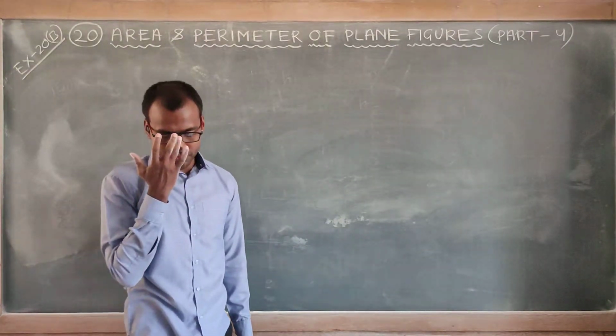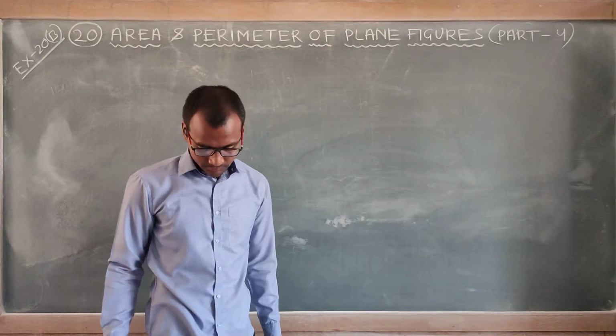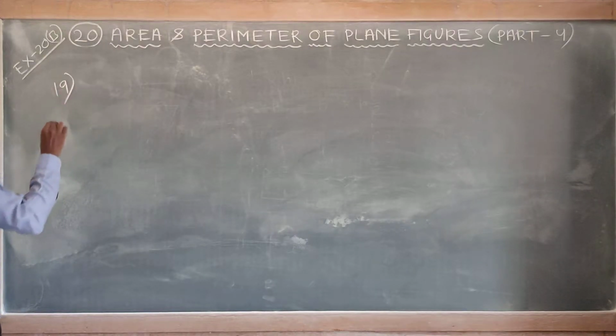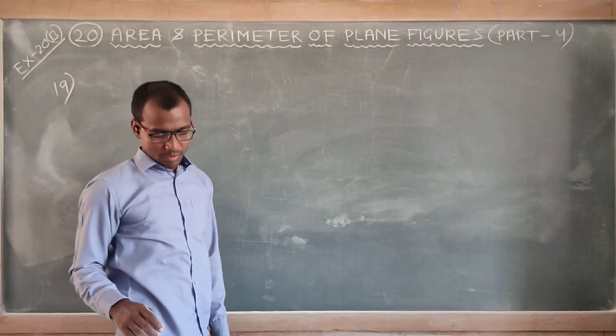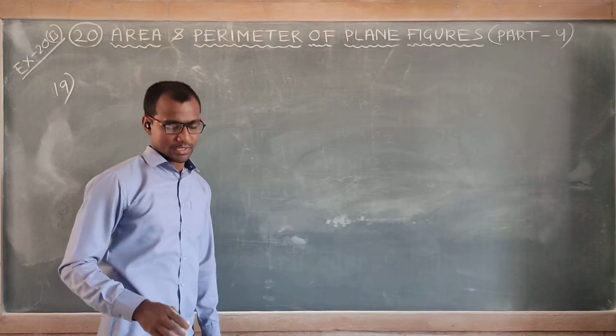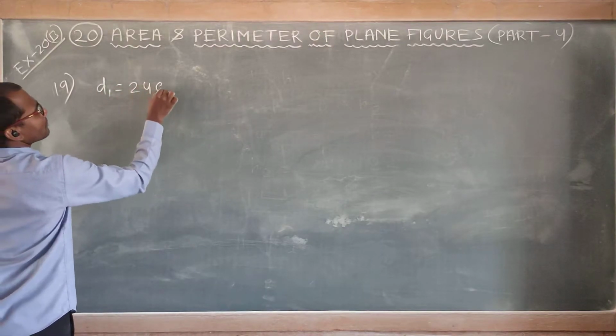Now move to question number 19. The area of the rhombus is 216 square cm. If one diagonal is 24 cm. Now D1 is equal to 24 cm.